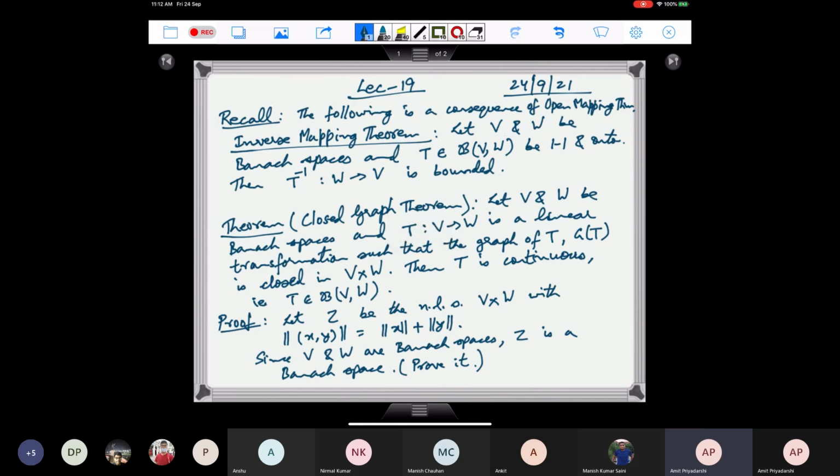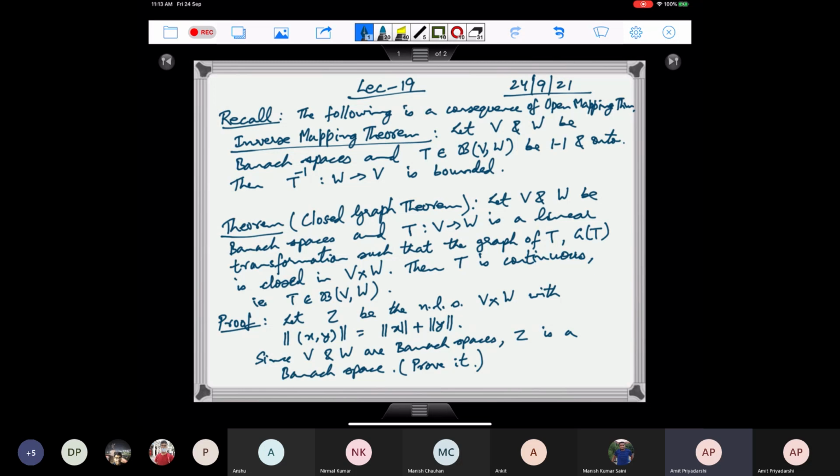So, this was the first page. I recalled the inverse mapping theorem, and now we are trying to prove the closed graph theorem. This says that if V and W are Banach spaces and T is a linear map from V to W such that the graph of T is closed in V cross W, then T is continuous. That means that T is a bounded linear operator from V to W.